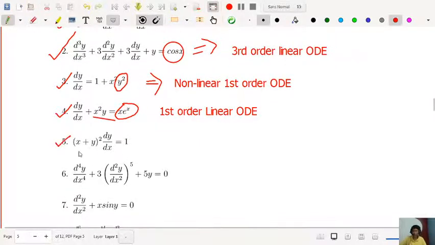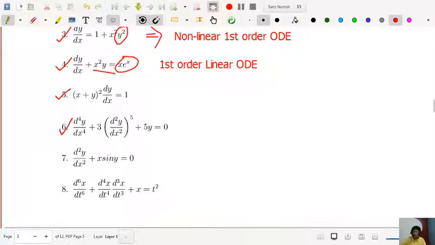What about fifth one? X plus y whole square. So you have a dependent variable y, and its power will be 2 if you expand. So that is a nonlinear term, and there will be a product of the dependent variable and dy dx. So it is a first order nonlinear, ordinary differential equation. What about the sixth one? This is also nonlinear, because you look at that, you have d2y dx2 whole to the power 5.